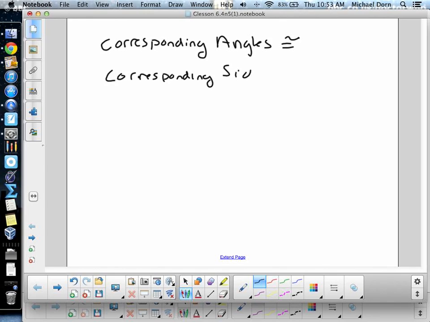Corresponding sides are proportional. Those are the two properties for similar figures. Not just for similar triangles, similar quadrilaterals, similar whatever shapes.